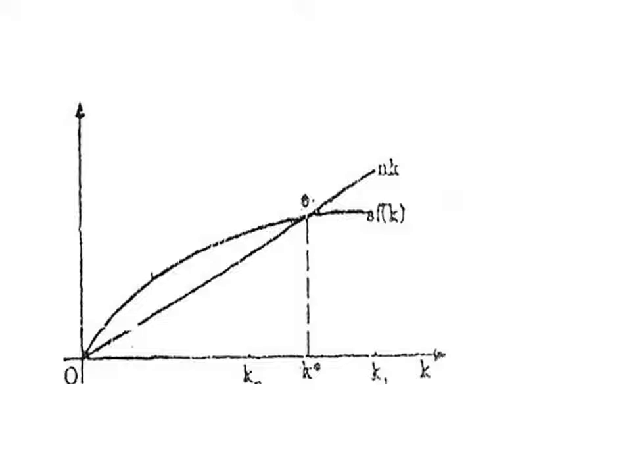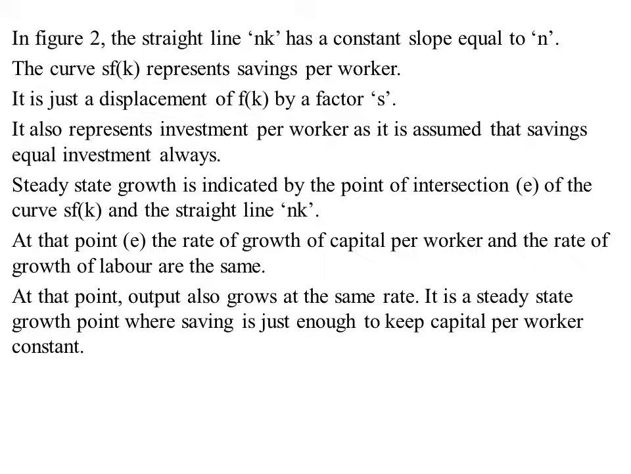Next, we will explain it. I'm moving to the explanation part. In figure 2, the straight line nk has a constant slope equal to n.